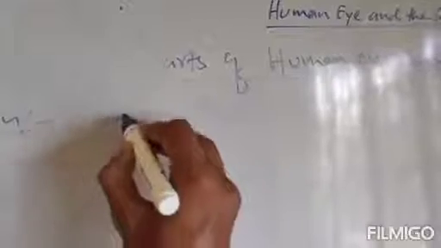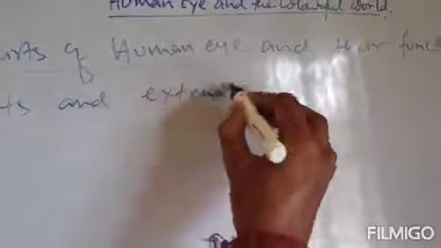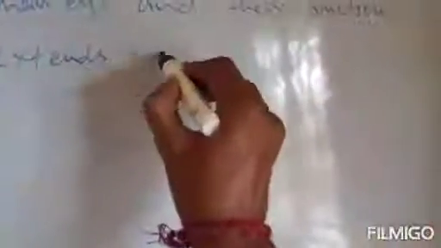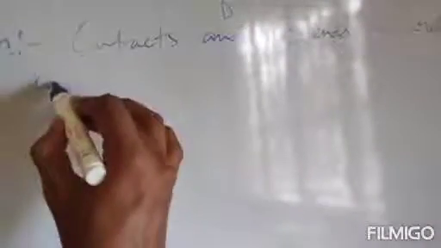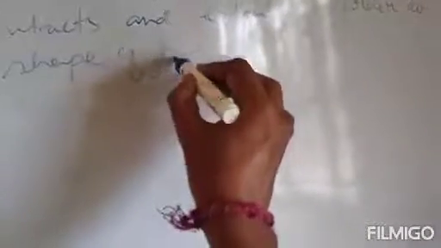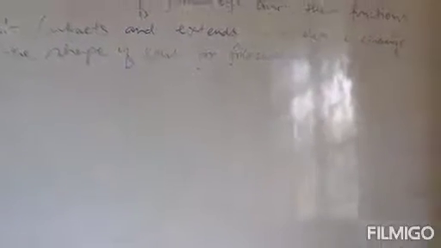So it contracts and extends in order to change the shape of the lens for focusing. That means depending upon the distance of the object from the eye, the ciliary muscles, as they are attached to the eye lens, can change the shape of the eye lens so that it can focus properly. Clear? So this is the basic function of the ciliary muscles.